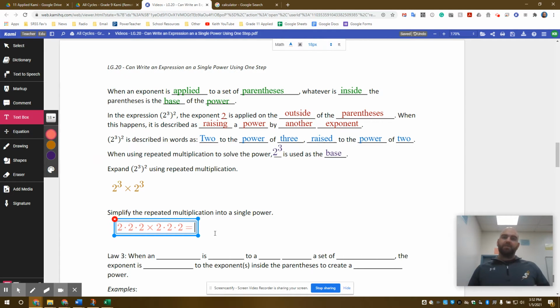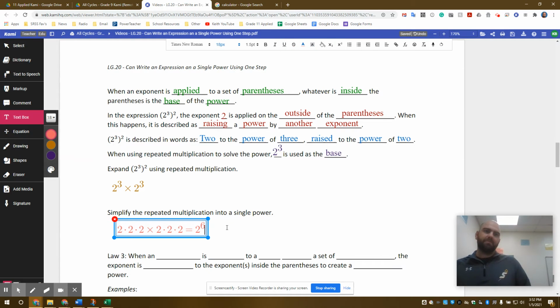To put that into a single power, you'll notice that we have 6 2's which are all being multiplied together. Even though the multiplying sign is different, we're still multiplying and it's all in one row. So it's 6 of them. So it would be 2 to the power of 6.